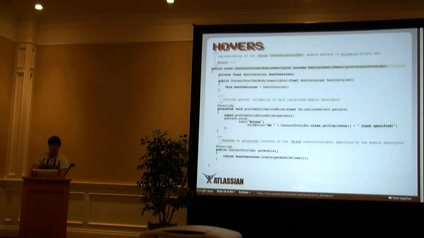So here we're creating a subclass of that abstract module descriptor and initializing with content provider. Again, it's very thin. All it's doing is really auto-wiring the content provider that's been provided. The only other thing we've done here is we're providing some validation rules to validate that actual descriptor. So we've got this nice validation pattern class, which follows kind of a builder flow type layout for providing validation rules for validating the XML.